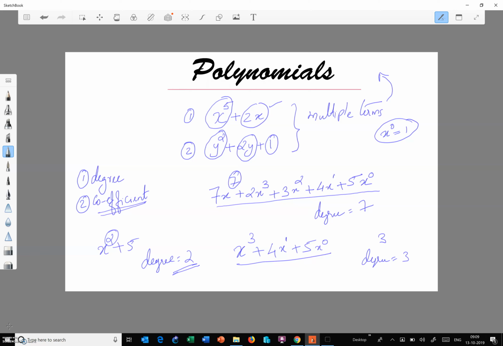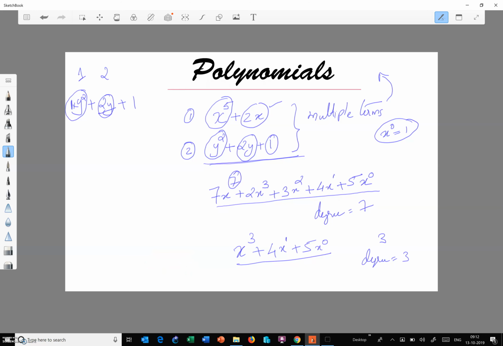Next terminology is coefficient. So a coefficient, I can say, is the constant that lies along with the variables in a polynomial. For instance, take the case of this polynomial, y square plus 2y plus 1. So I said coefficient is a constant that lies along with a variable. So here the constant is 1. For this variable, it lies along with the constant 2. So I can say the coefficient of y square is 1 and the coefficient of y is 2.